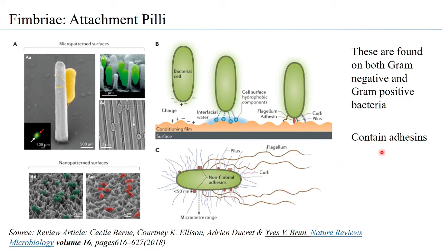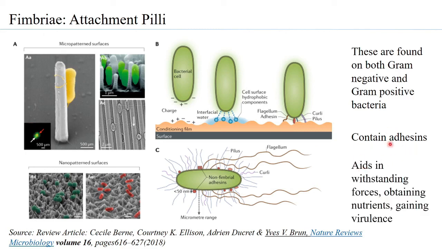So this is very interesting: these fimbriae contain proteins called adhesins, and these adhesins help the bacteria to withstand various forces. If there is a gush of a certain force, the ability of the pilus to attach to a surface helps the bacteria to sustain that force. It helps the bacteria to move towards surfaces where more nutrients are present. It helps the bacteria to gain the property of virulence and thereby pathogenesis.